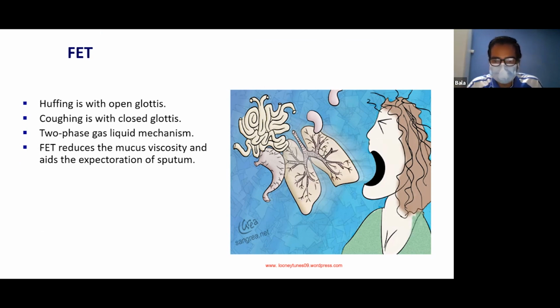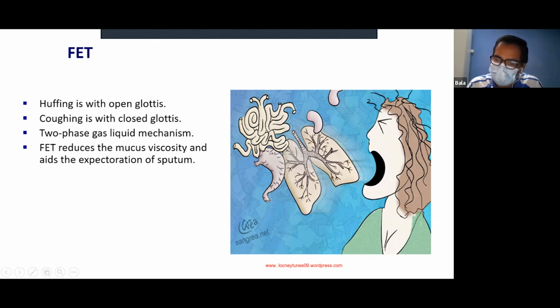Something I want to highlight here is that coughing has another value. When you do coughing, it works on this two-phase gas-liquid mechanism. What does that mean? It means when air is flowing over a substance, it will reduce the viscosity of that, which is your phlegm there. Air is the cough, and it also reduces the surface tension, and then it will allow the secretion to move up. This happens with coughing.